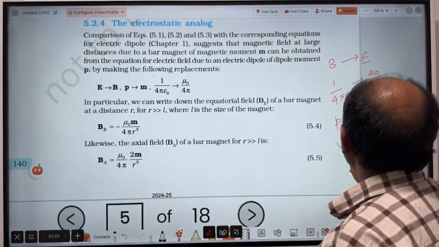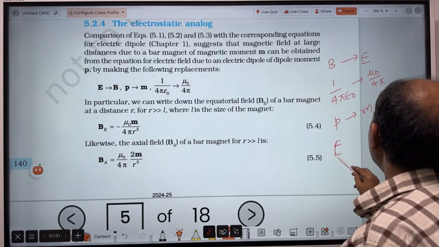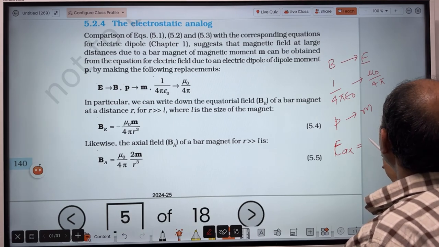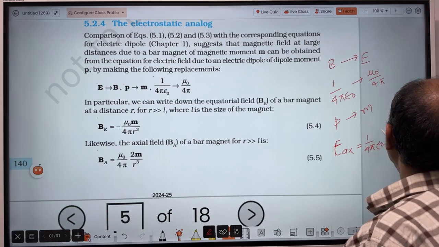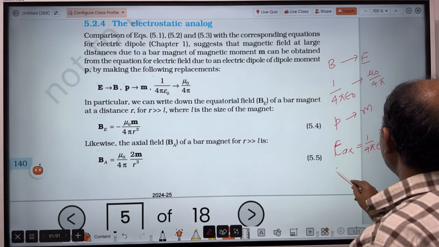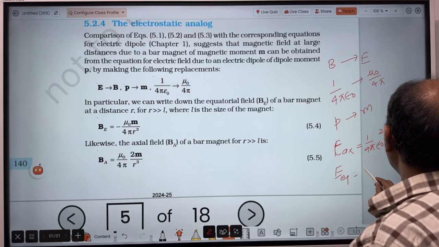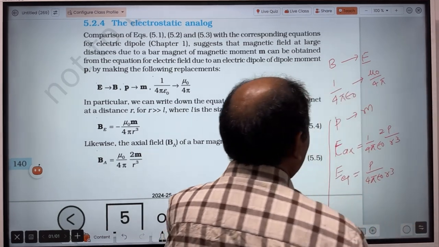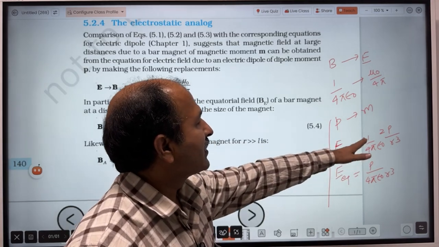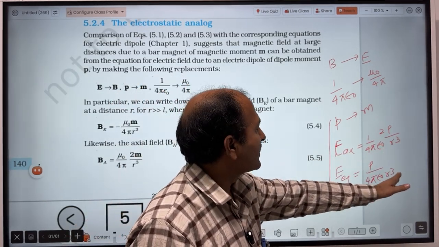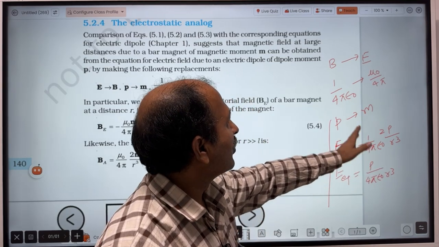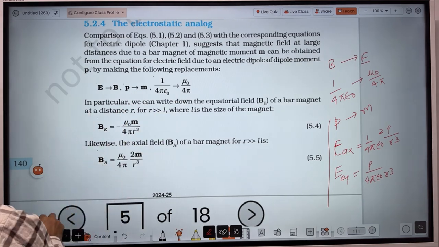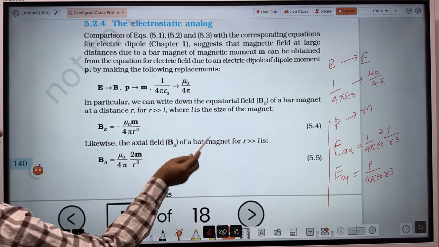And if you remember, the electric field due to a dipole at its axial point, we have evaluated as 1 upon 4 pi epsilon naught times 2p divided by r cube. Similarly, E equatorial we have found as p upon 4 pi epsilon naught r cube. So in place of E, we can write B. In place of p, we can write m, and r will remain the same. In place of 1 upon 4 pi epsilon naught, we can write mu naught upon 4 pi. So we will get all results, as we have seen the different points, how we are going to change.